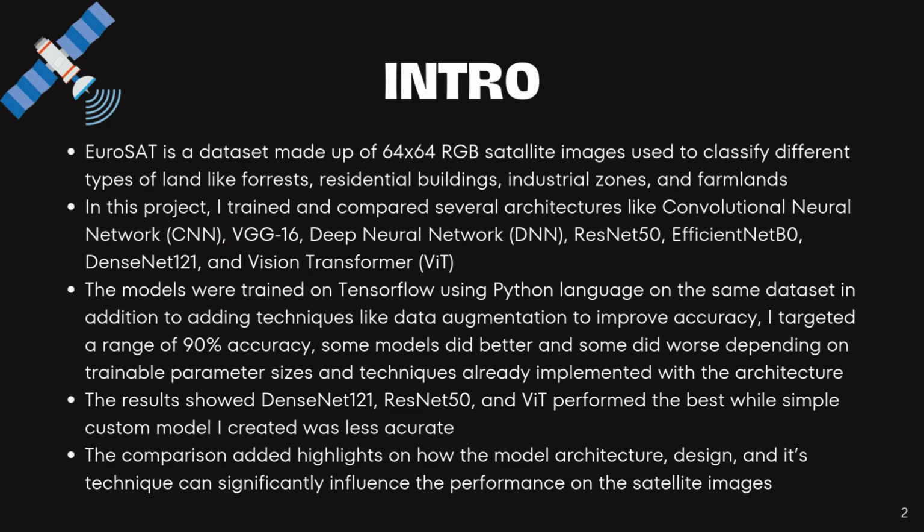I targeted a range of around 90%, and some models did better than 90%, some of them did worse. The results showed that DenseNet 121 was the best, ResNet 50 was below that, and ViT was below as well, while the simple custom CNN model that I created was less accurate. The comparison highlights how model architecture, design, and technique can significantly influence performance on satellite images.